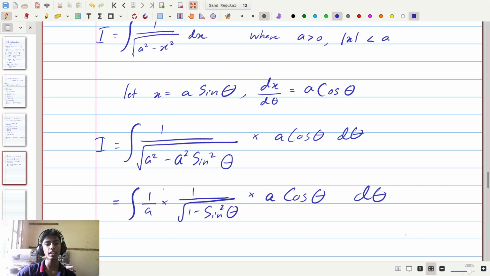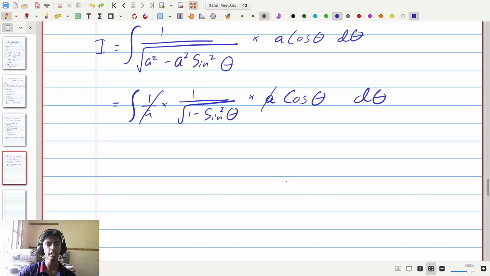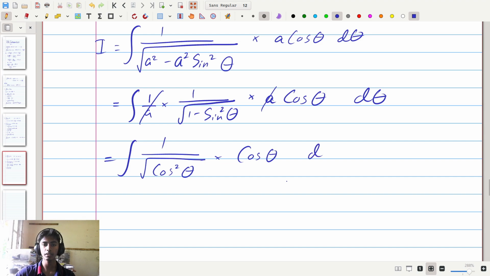Now then, this a and this 1 divided by a cancel. a is not equal to 0 since a is a positive number, so there's no problem here. And what we're left with is this thing, 1 divided by the square root of 1 minus sine squared theta multiplied by cosine theta d theta. Now then, what we're going to do is to write this thing based on our identity that we know, which is that sine squared theta plus cosine squared of theta is equal to 1, meaning that cosine squared of theta is equal to 1 minus sine squared of theta. Therefore, what we have here is the integral of 1 divided by the square root of the cosine squared of theta multiplied by the cosine of theta d theta.